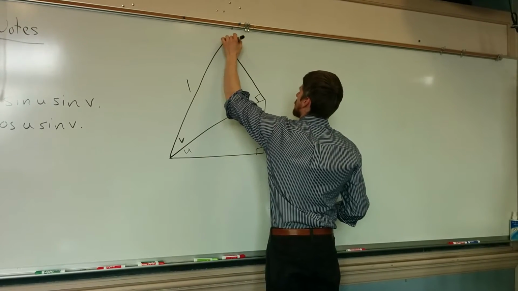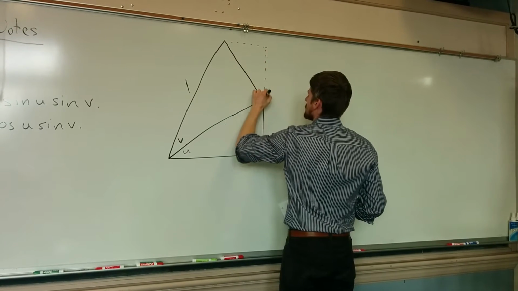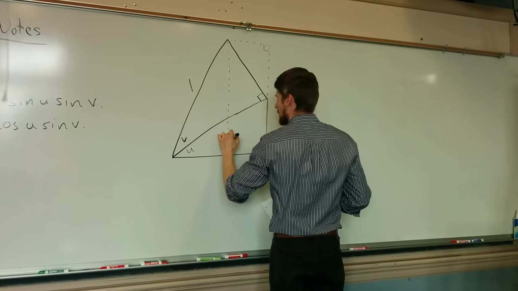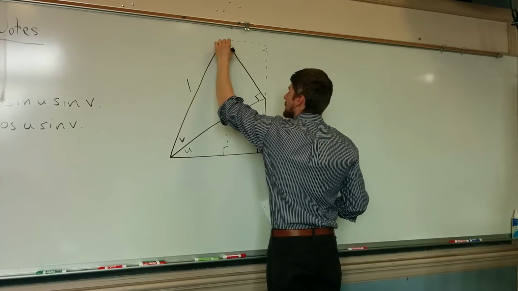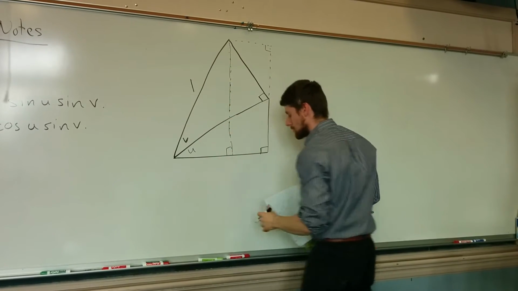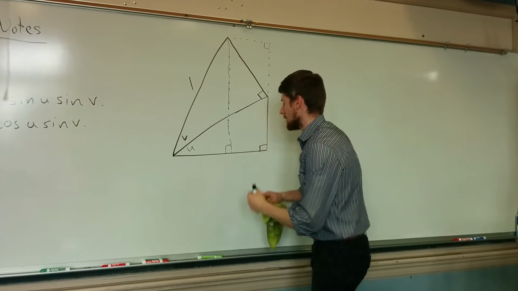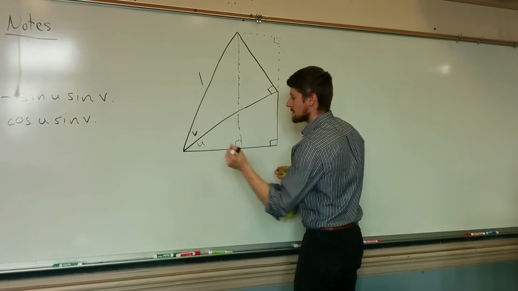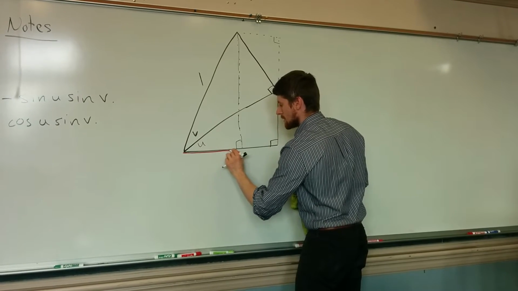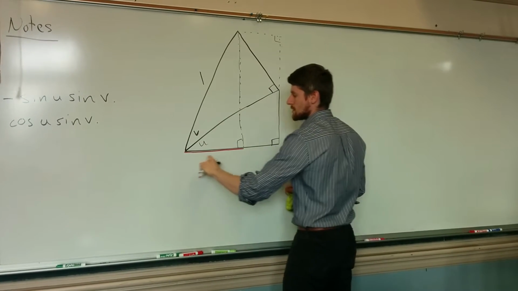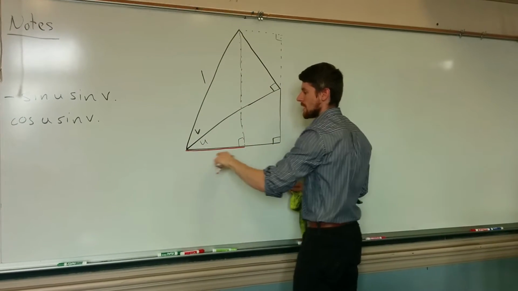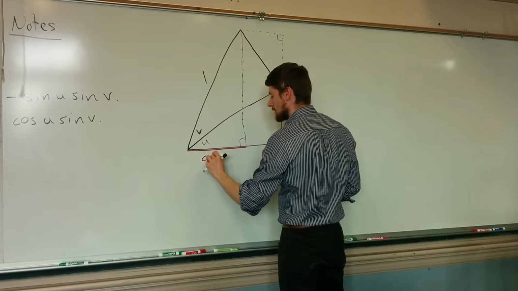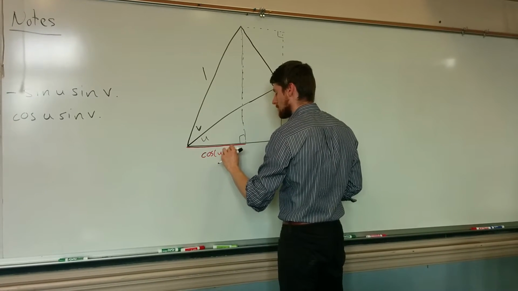I've got to draw a little bit more to this. Build a triangle right here. And drop this guy all the way down. Build a triangle right here. Okay. What are we interested in finding? Well, this length down here is the adjacent side to this triangle, which has the angle u plus v in this corner. So this is the cosine of u plus v.